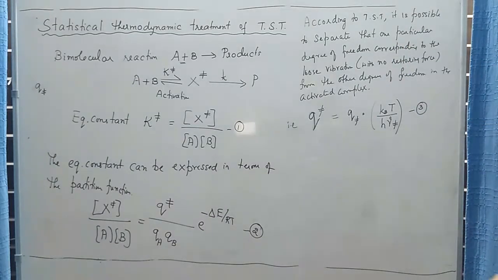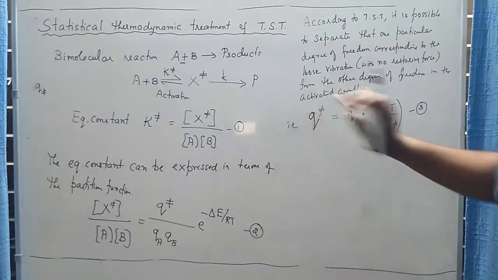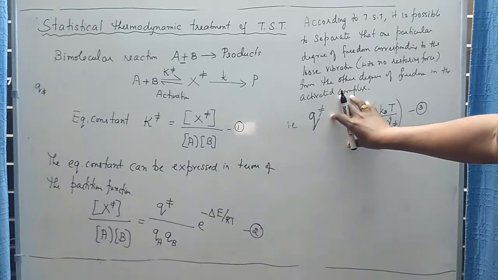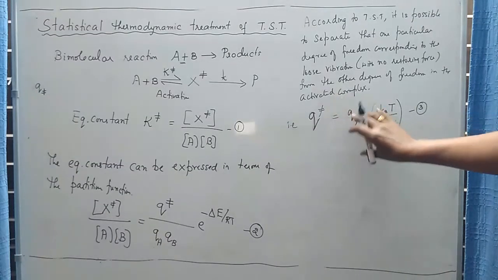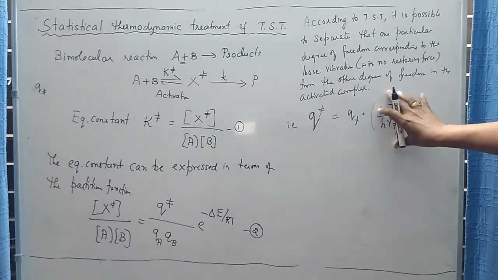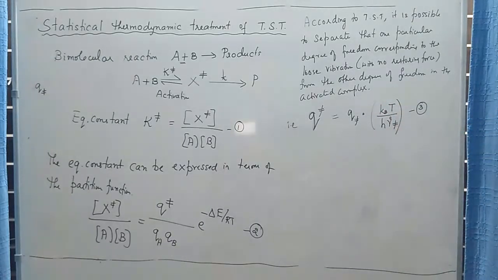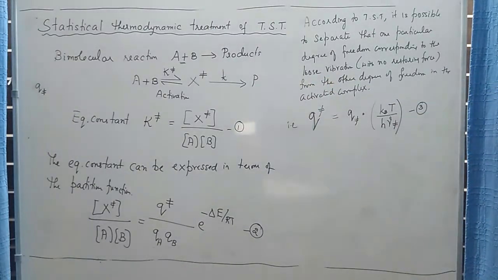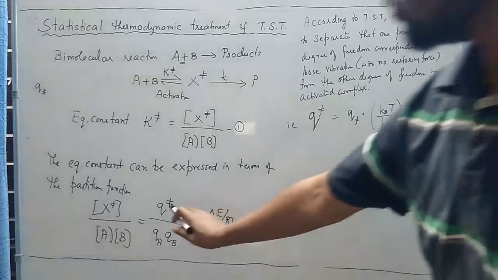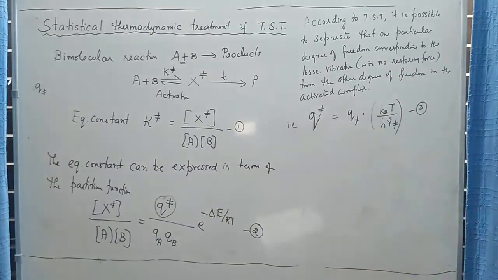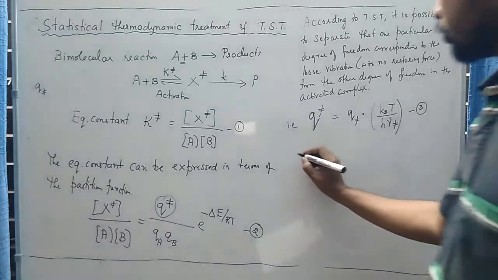with no restoring force. I repeat, the total partition function of the activated complex is equal to the partition function not including the loose vibration, into the partition function corresponding to the loose vibration, which is given by this expression, and nu dagger is the frequency of this particular loose vibration. So in equation 2, this q dagger can be replaced by equation 3. So let us rewrite equation 2.